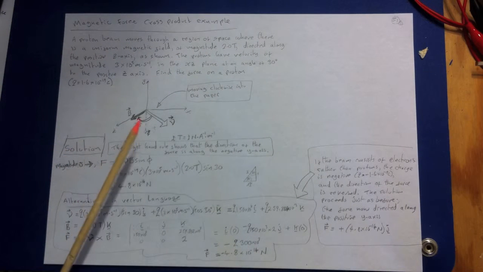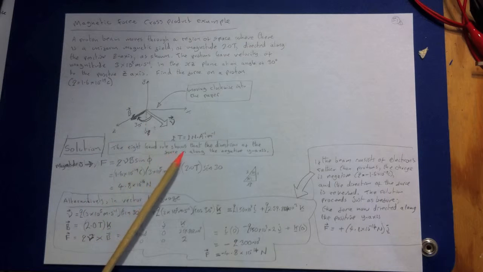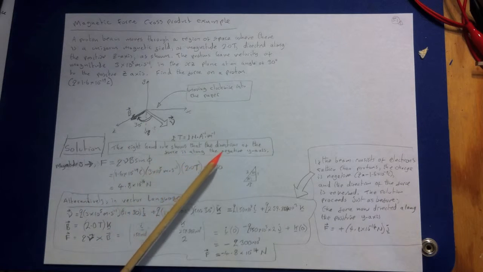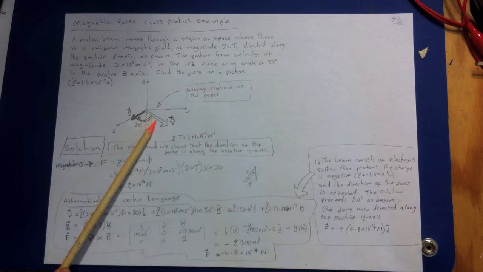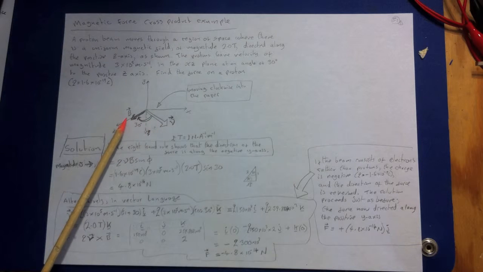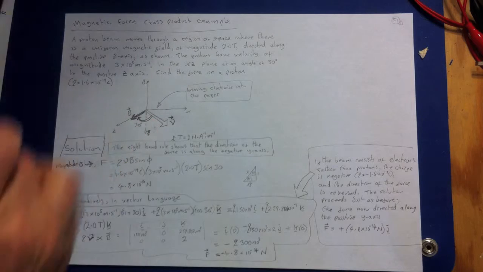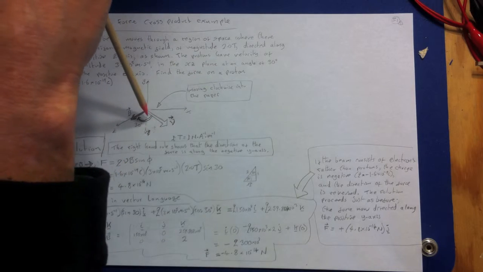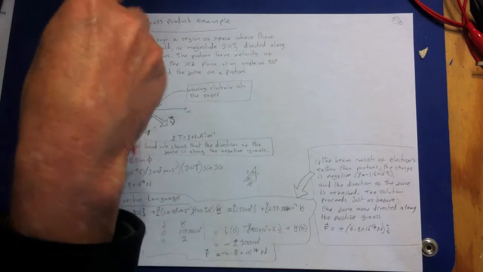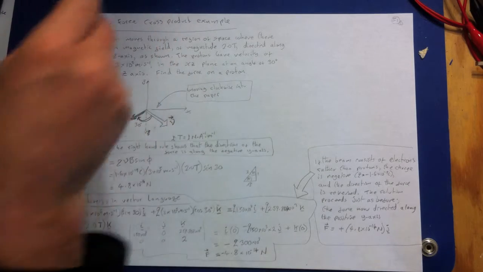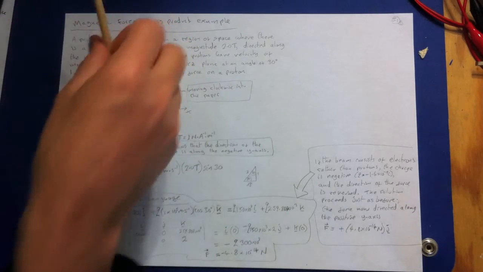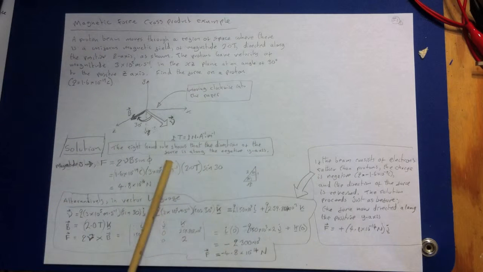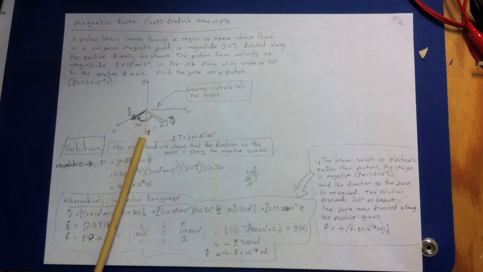So the solution is, the right-hand rule shows that the direction of the force is along the negative y-axis. We can see that because if we turn the velocity vector into the magnetic field vector, turning it that way, we're going into the page, so it's like a right-handed screw and we're screwing into the page. So the right-hand rule shows that the direction of the force is along the negative y-axis. So we know the direction is going down here.